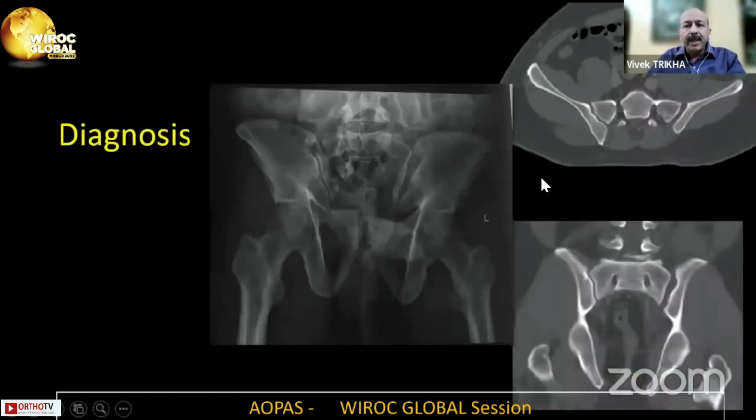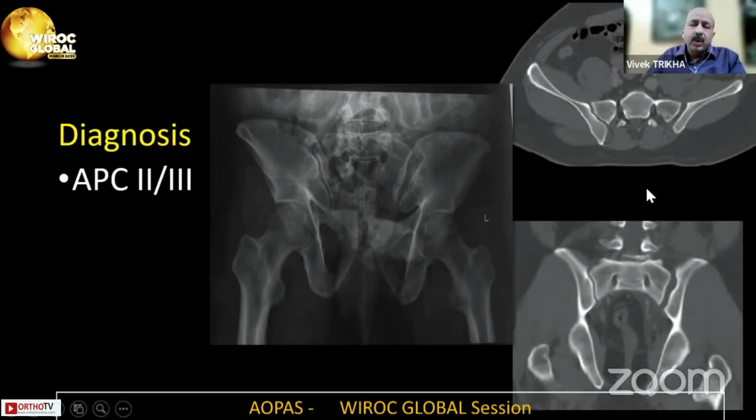So if we have to make a diagnosis of a pelvis injury, this will most likely be, I think, APC 2 or 3 injury based on the wide displacement of the SI joint, both in the axial section as well as the coronal, which appears to be both in the anterior SI joint ligaments as well as the posterior sacroiliac ligaments.